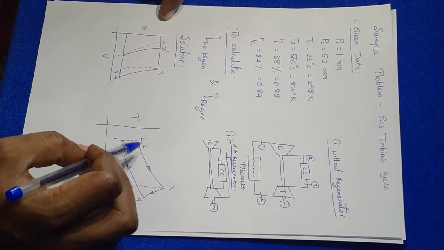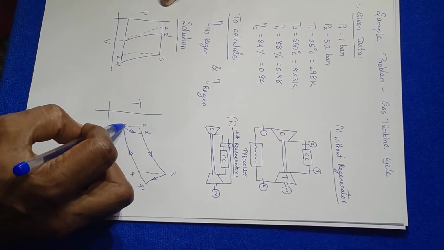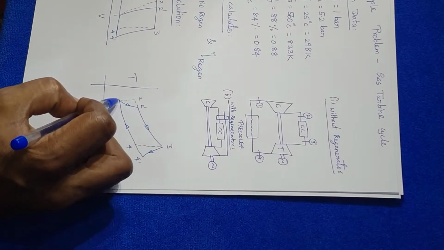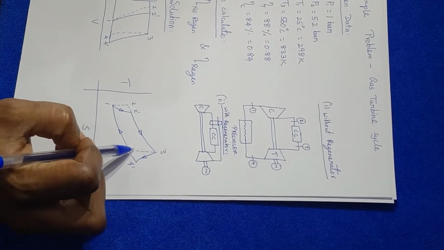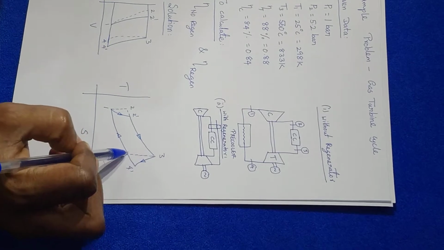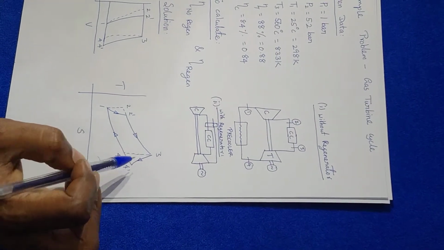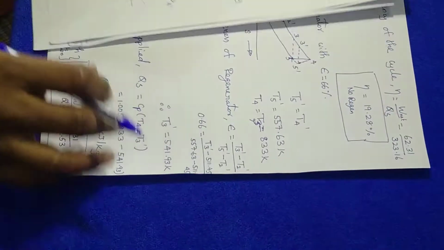And in the TS diagram, 1 to 2, which is shown by the hidden line, is isentropic process, and 1 to 2 dash shown by a thick line is the actual process. Similarly here 3 to 4 shown by a hidden line in a vertical manner is isentropic but ideal process, and 3 to 4 dash is the actual process. Now our motto is to find the efficiency of the cycle.